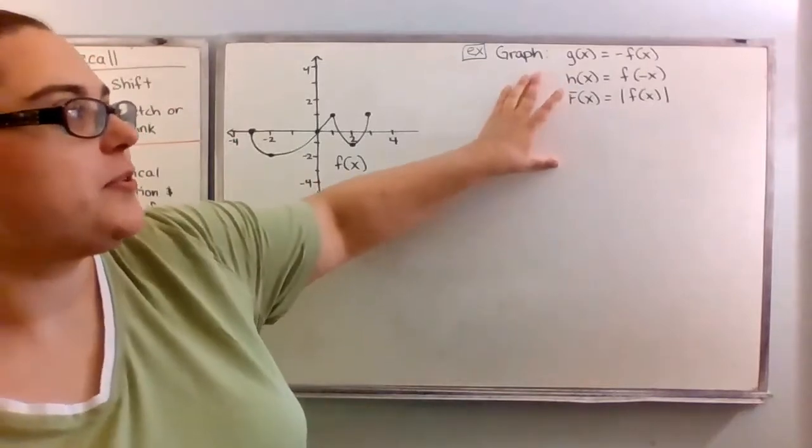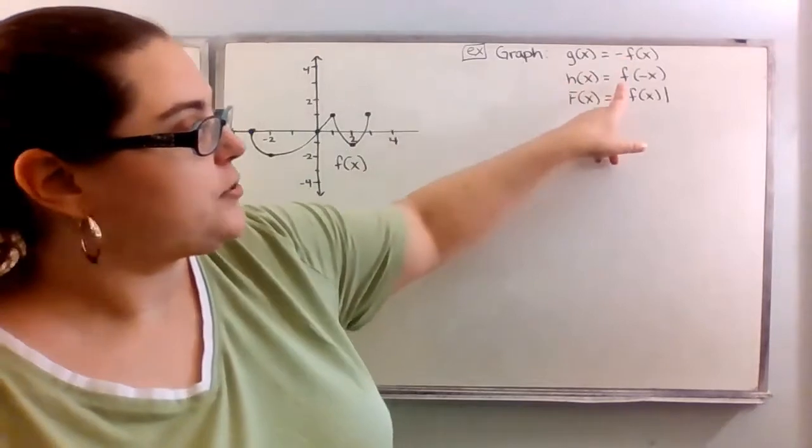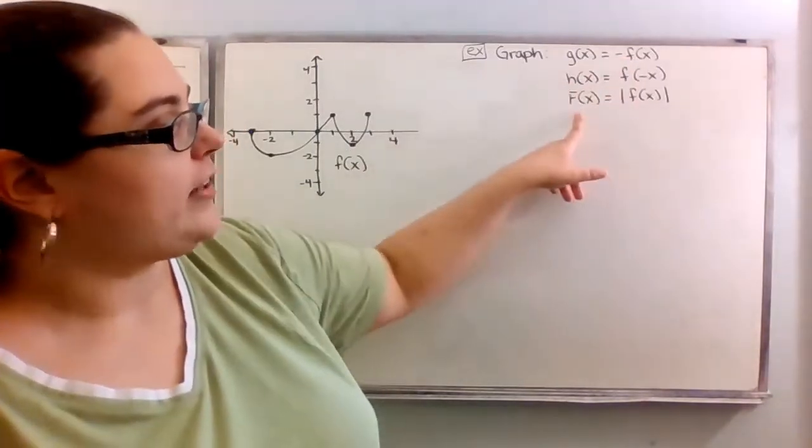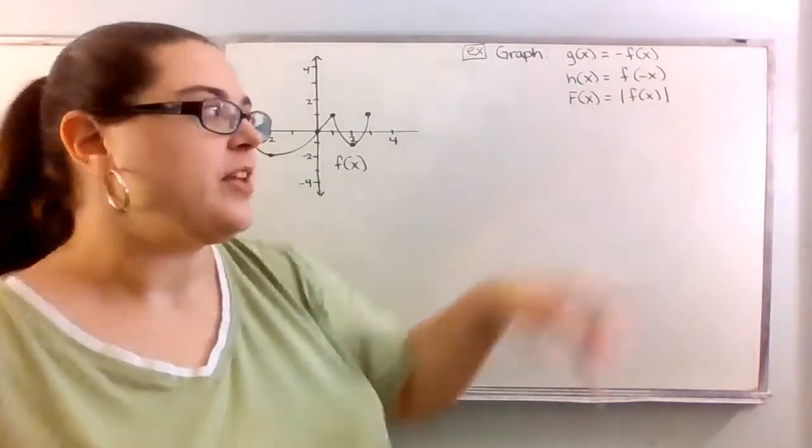What we're going to be doing is we're going to be graphing g of x, which is negative f of x, h of x, which is f of negative x, and capital F of x, which is the absolute value of lowercase f of x.